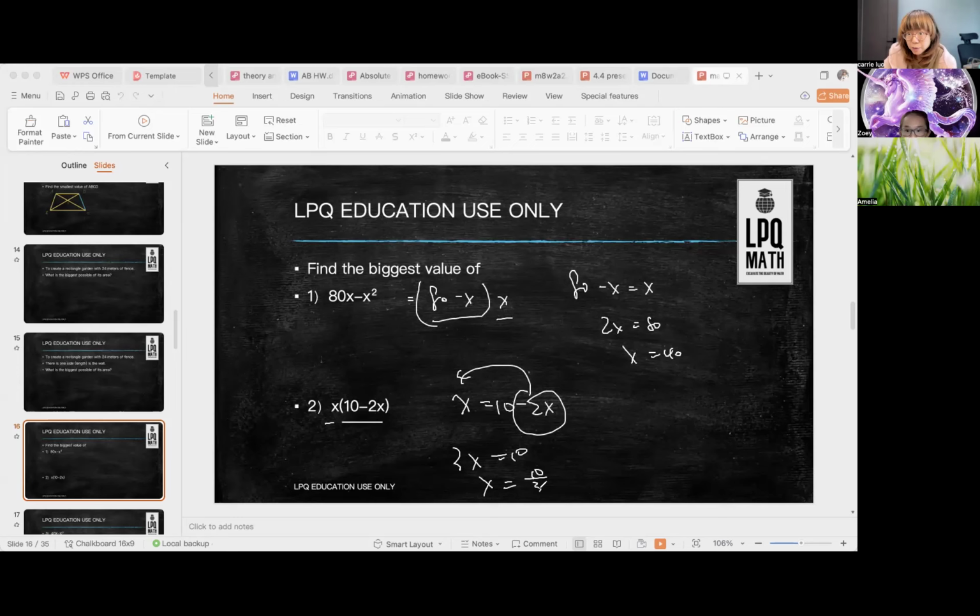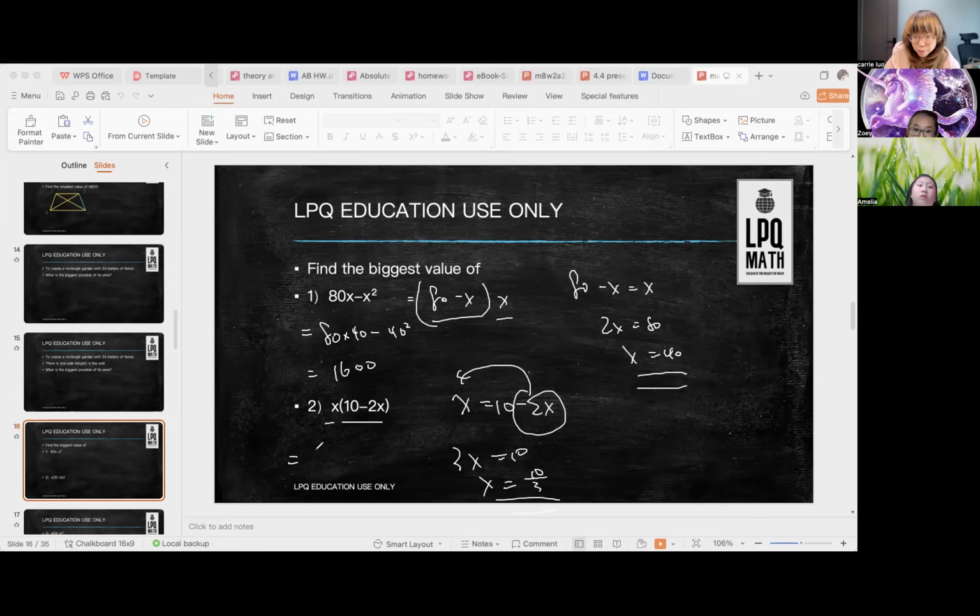And Zoe and Amelia, you need to make sure, okay? You need to make sure x equals 40 and x equals 10 over 3 is not the final answer. The final answer will be the biggest value of this one. So for this one it is 80 times 40 minus 40 squared. So it's 1600. That is the final answer.